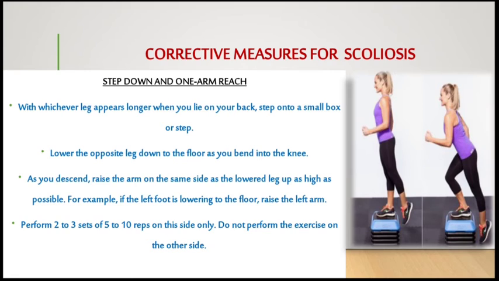First, whichever leg appears longer when you lie on your back, step up onto a small box or step. Then the second step is to lower the opposite side leg down to the floor as you bend the knee. Next, as you descend, rest the arm on the same side as the lowering leg up as high as possible. For example, if the left foot is lying on the floor, rest the left arm.